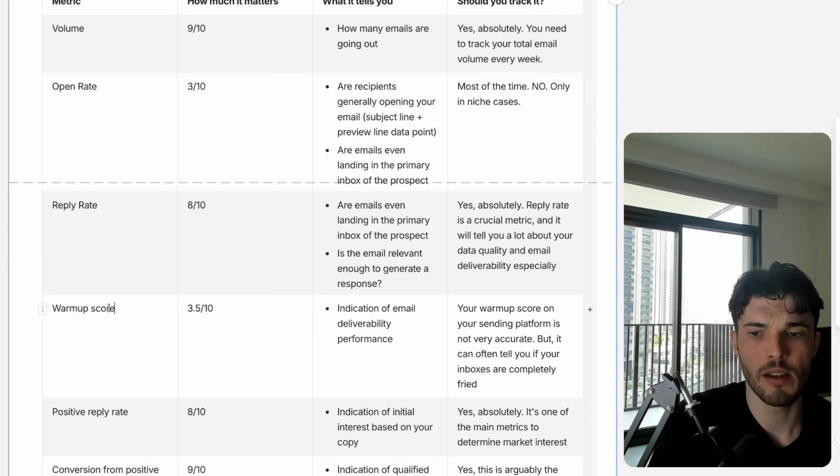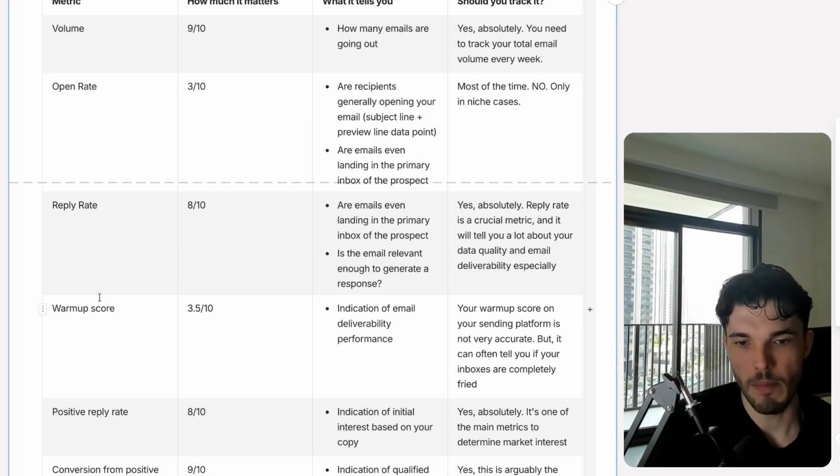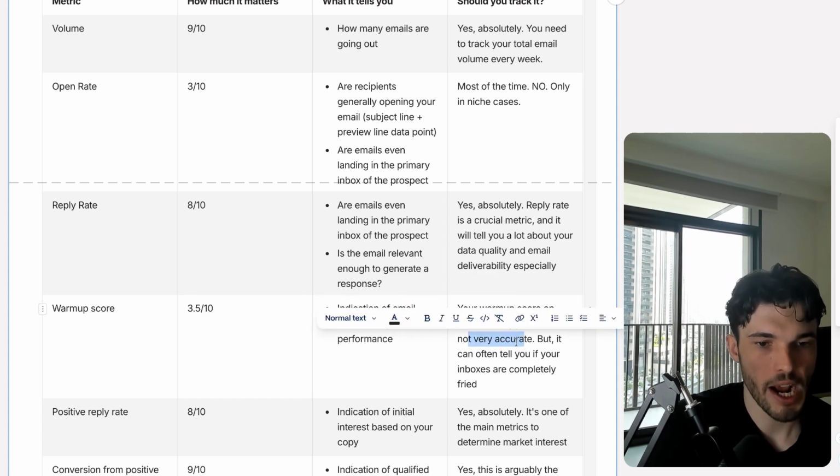The warm-up score, this is a metric provided by a lot of sending tools out there, like Instantly and Smartly and so on. I give this a 3.5 out of 10. It can be an indication of email deliverability performance, but the issue with tracking the warm-up score is that your warm-up score on your sending platform is not really accurate.